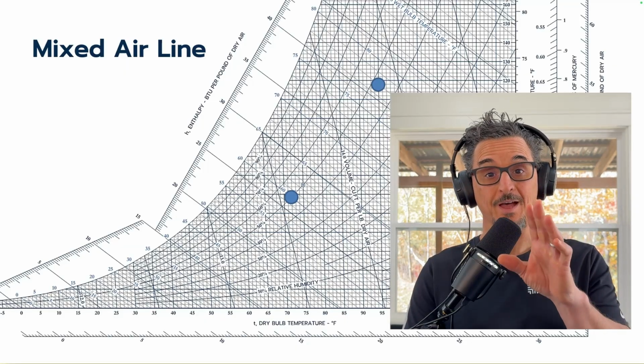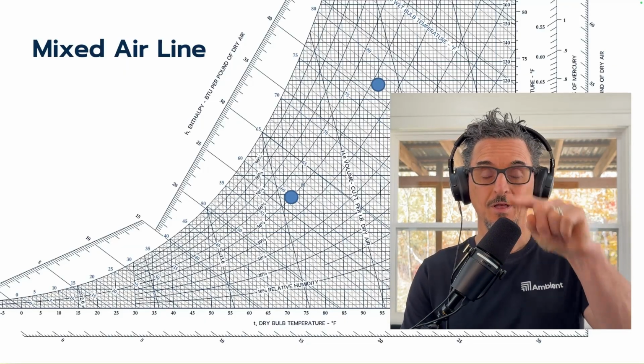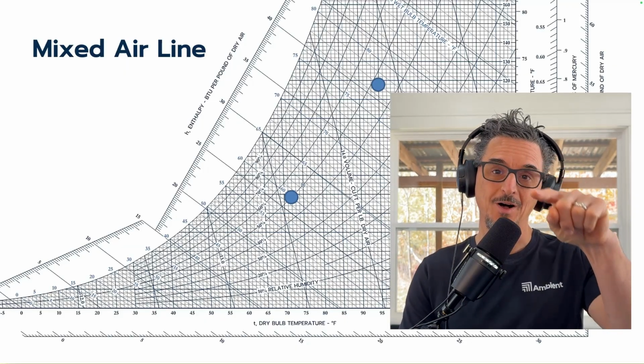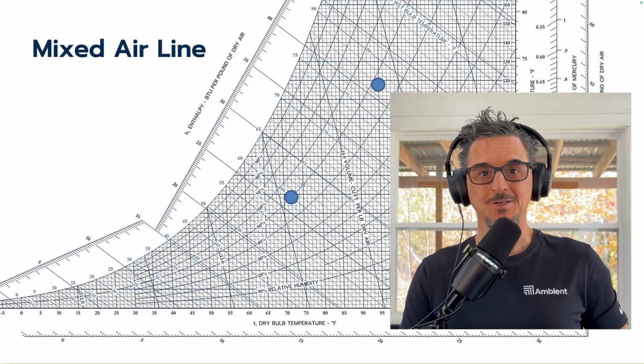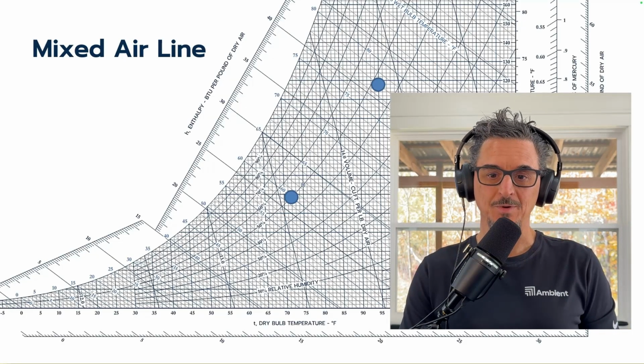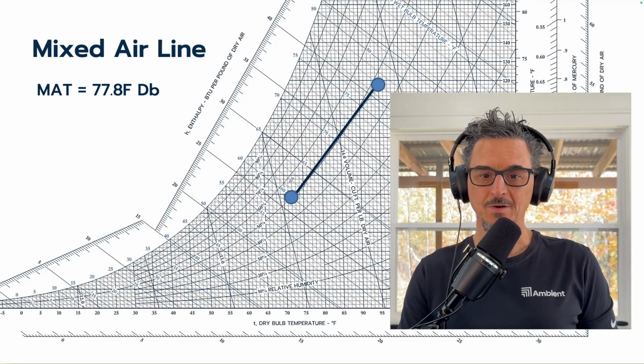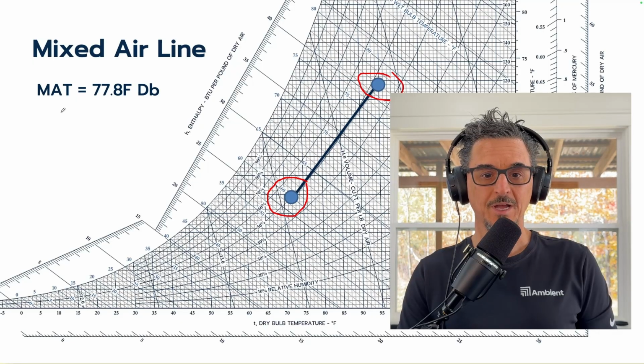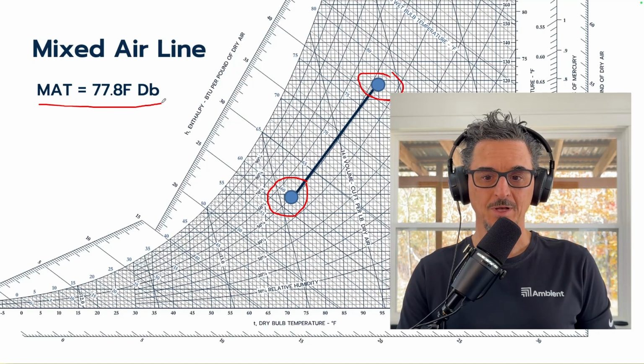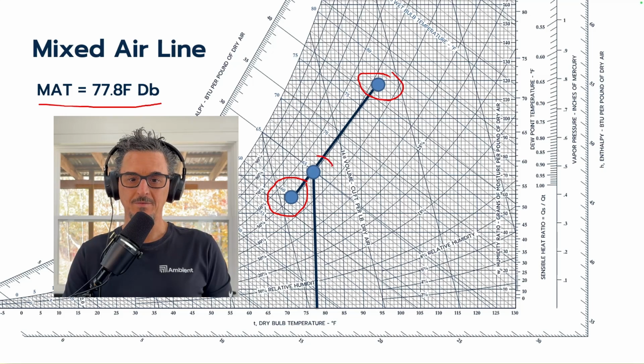So here's a fun fact. The mixed air temperature of two air streams will always fall on a line between the two state points. So let's go ahead and draw a line between these two points. There you go. We see we've connected the two points, the outdoor air and the return air. Now our mixed air temperature, we already know because we calculated that. So let's go ahead and plot that as well. Okay, which is right here.